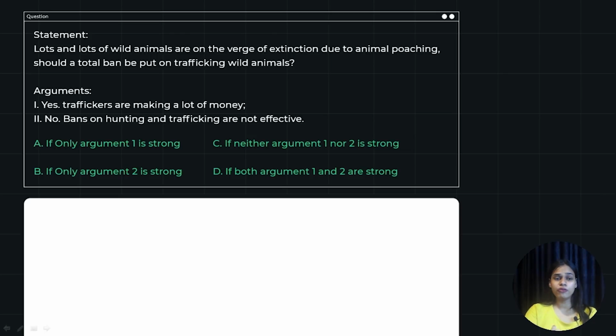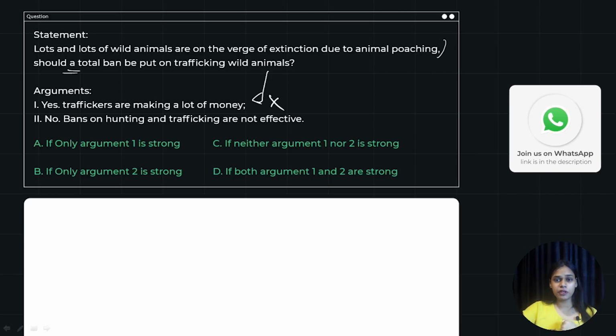Okay, so let's move forward. The arguments are: A, yes, traffickers are making a lot of money. And B, no, bans on hunting and trafficking are not effective. Okay, so let's read the sentence first. Lots and lots of wild animals are on the verge of extinction due to animal poaching. Should a total ban be put on trafficking wild animals? First of all, it says yes, there should be a ban. Traffickers are making a lot of money. But in the entire statement, do we see that there is a mention of making money? We don't know if the traffickers are making money or not, right? There is no connection between the statement and the argument. So we cannot take this argument first.